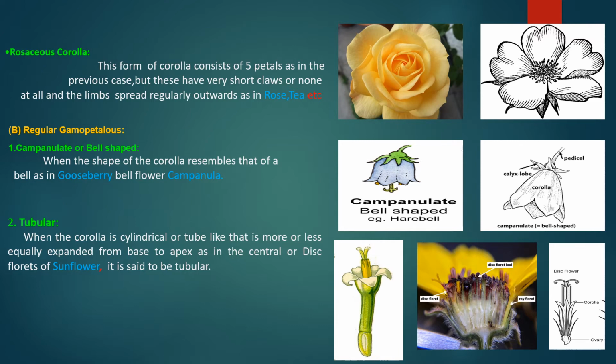Second, a tubular corolla. When the corolla is cylindrical or tube-like, that is more or less equally expanded from base to apex, as in the central or disc florets of sunflower, it is said to be tubular.